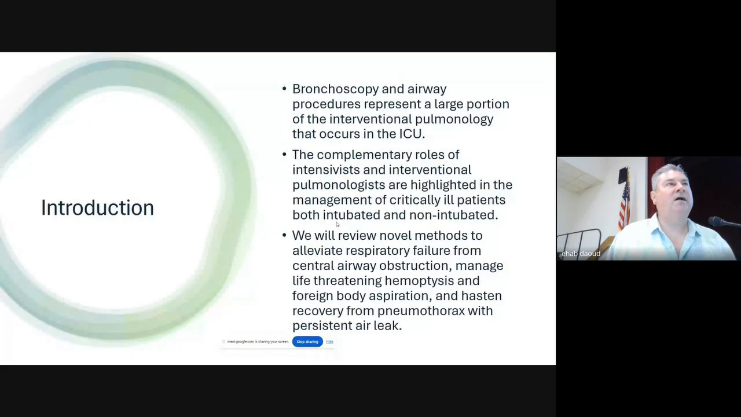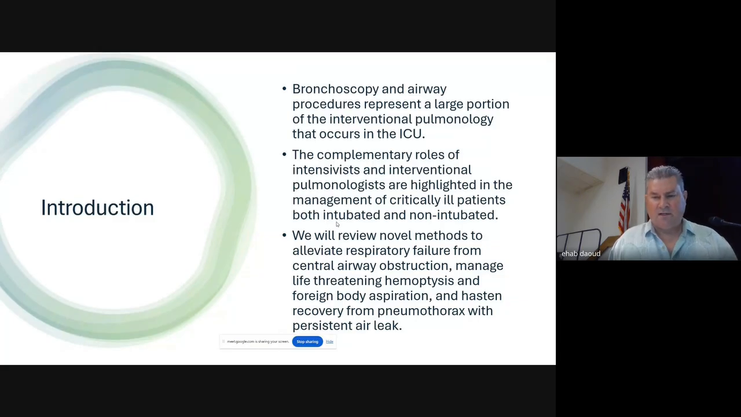So as you know, bronchoscopy is an important tool we use in the ICU almost on a daily basis. You probably see it most often to clear secretions or blood clots or something like that. But today I'm going to talk more about more advanced types of procedures with the aim of trying to get people off ventilators sooner and intervene when you're stuck.